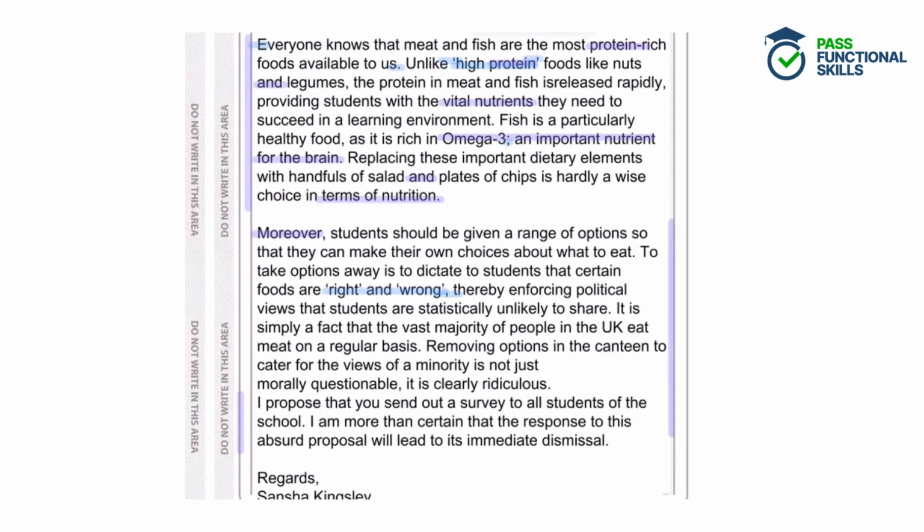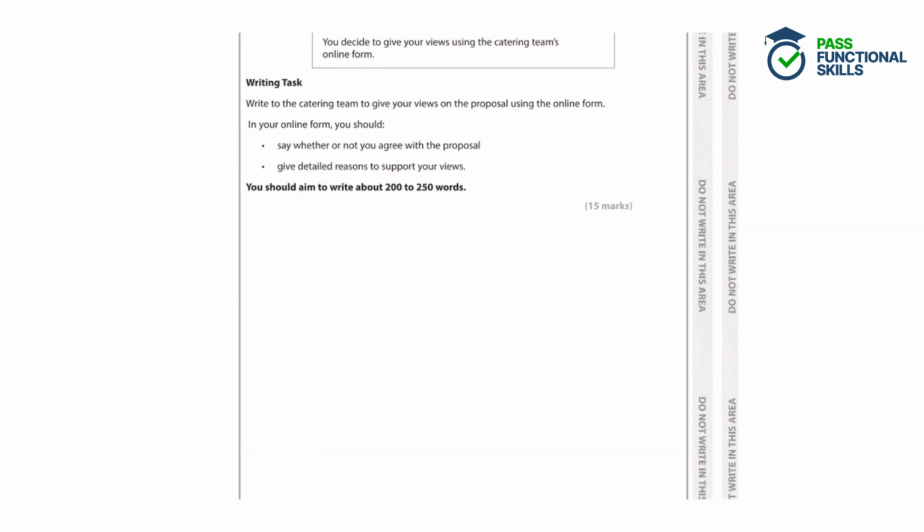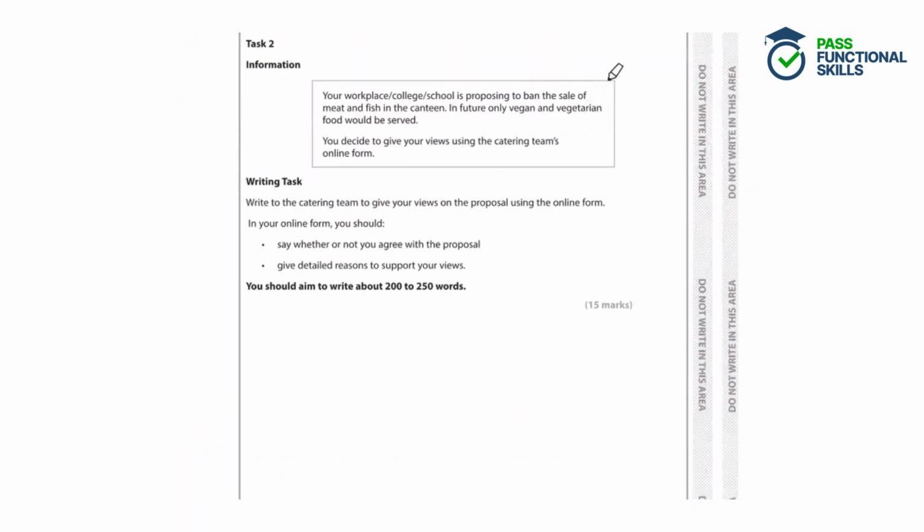The language and register in your answers will have to be appropriate for the audience and purpose. So you need to have the right kind of tone and style to match the reader that you're aiming at and the purpose of the text. Now, the purpose of this text was to make a decision about this proposal and to give reasons. So give detailed reasons to support your views on whether you agree with the proposal or not.